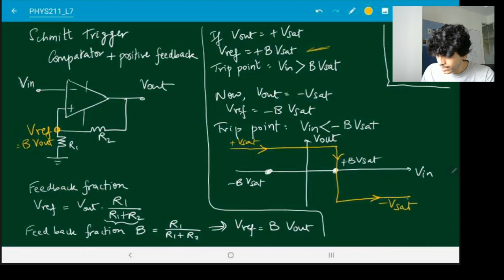However, now that we are at minus Vsat, if I start to decrease the voltage, I'm here at minus Vsat, and the tripping point is now not plus B Vsat but minus B Vsat. So now if I start to decrease the voltage from here, I don't trip at this point. I have to come all the way back over here and then it will trip.